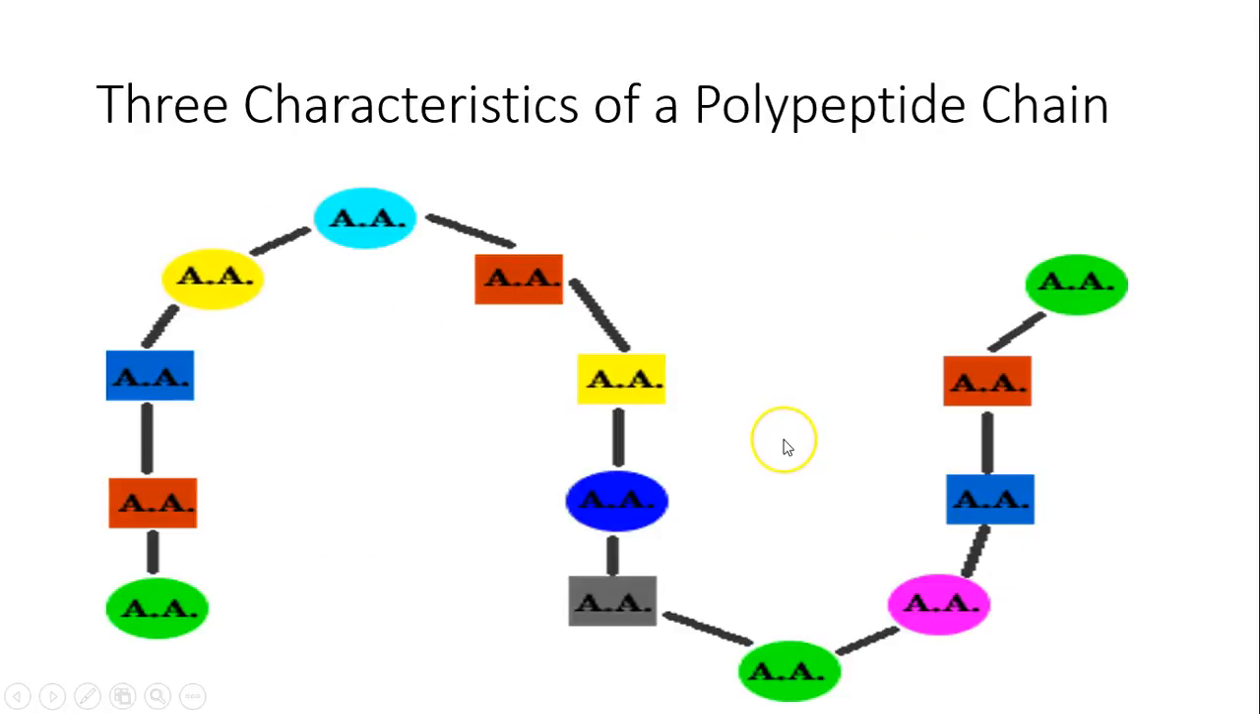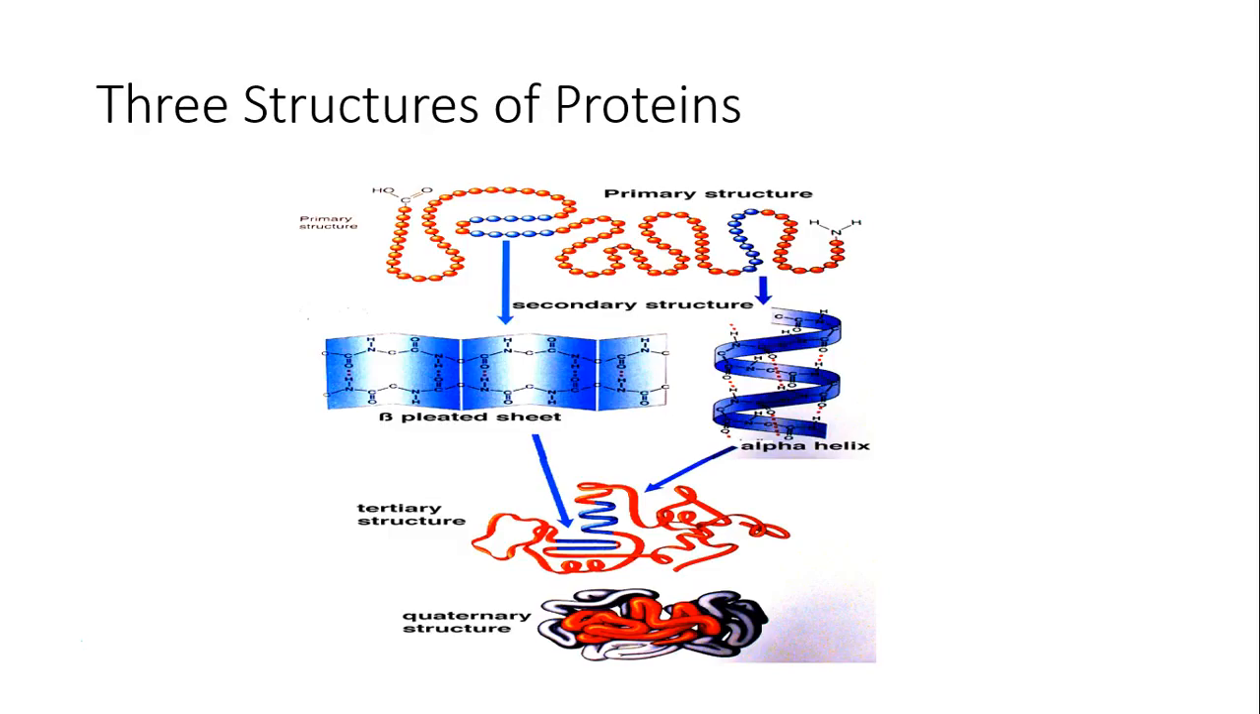Always remember, another characteristic of polypeptide chains is that they're very flexible and they can rotate as well, since the peptide bond can rotate 360 degrees. These are the three basic structures of proteins, which we'll go over. We have a primary structure, secondary structure, tertiary structure, and a quaternary structure.